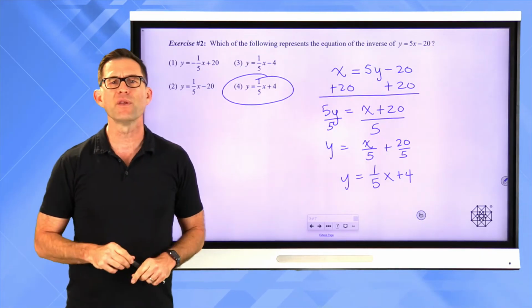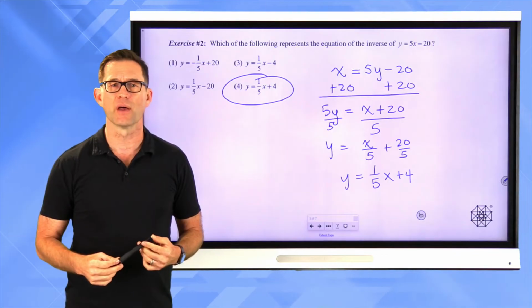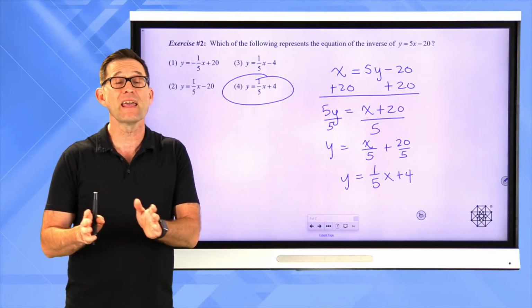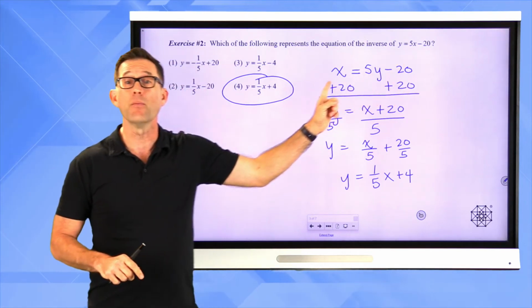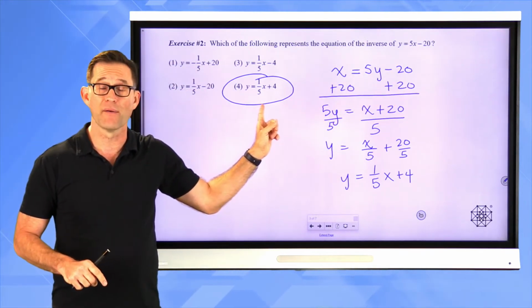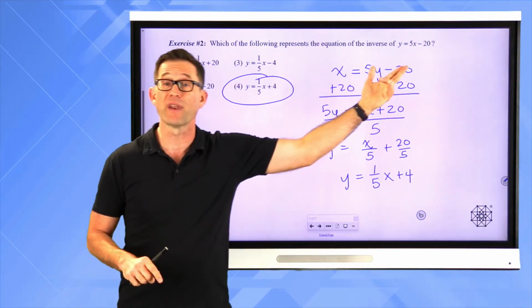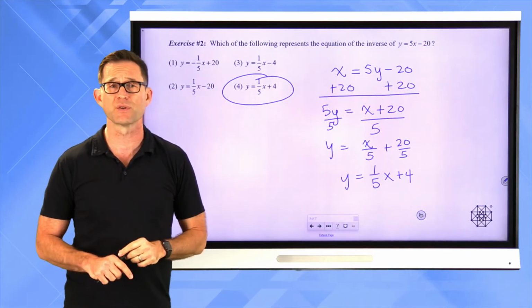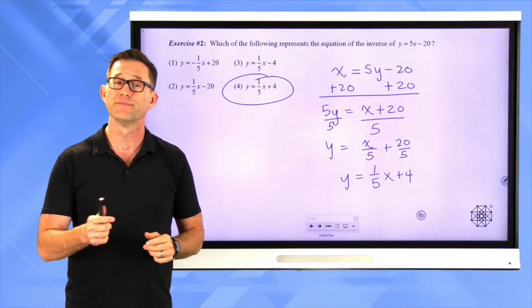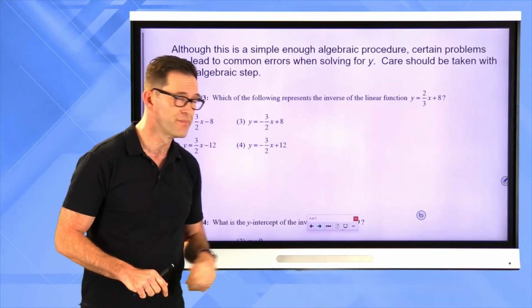Now, it's a little bit different than two lines that are perpendicular to each other, where the slopes are negative reciprocals. Here, if the original function has a positive slope, its inverse will also have a positive slope. And likewise, if it had a negative slope, which we haven't seen yet, its inverse would also have a negative slope. All right, let's keep working with these.